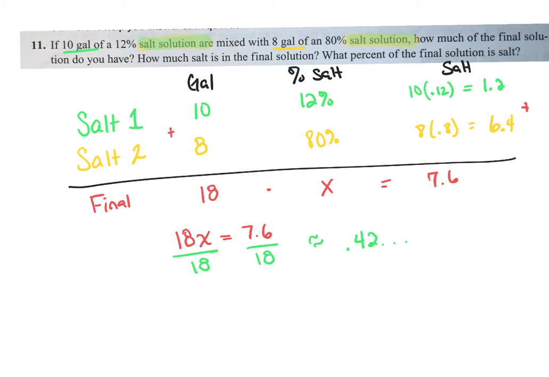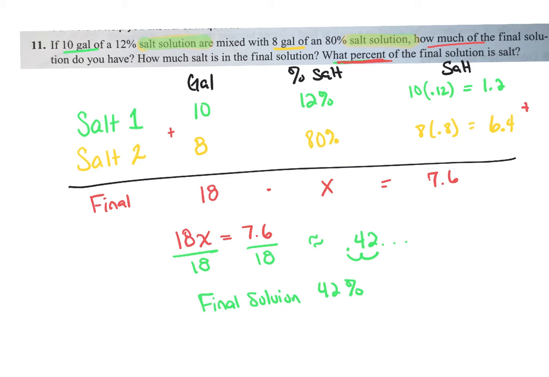The percent. So how do I change that to percent? So I'm going to move this over. So my final solution is going to be 42% salt, right? That is the percent. That's what they ask for right here: what percent of the final solution? So I answered that question, right?